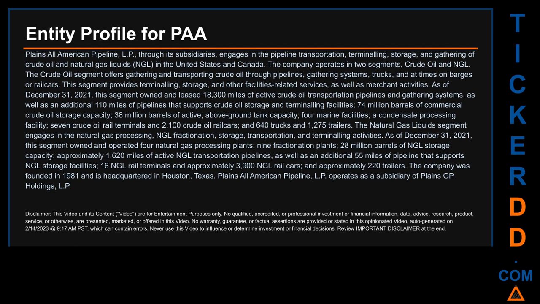barrels of NGL storage capacity, approximately 1,620 miles of active NGL transportation pipelines, as well as an additional 55 miles of pipeline that supports NGL storage facilities, 16 NGL rail terminals and approximately 3,900 NGL rail cars, and approximately 220 trailers. The company was founded in 1981 and is headquartered in Houston, Texas. Plains All American Pipeline, LP operates as a subsidiary of Plains GP Holdings, LP.